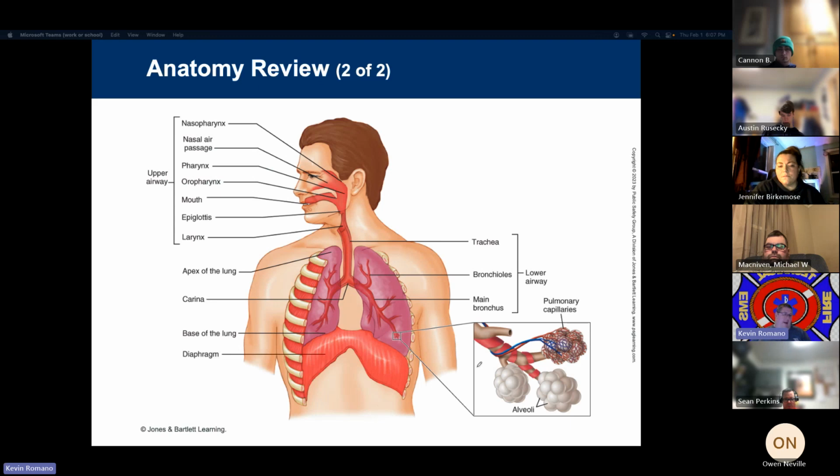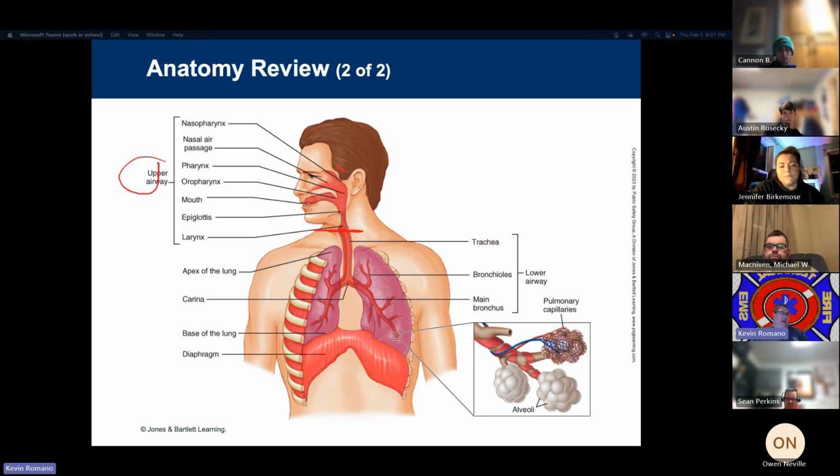So looking at this slide here, right? So we have our upper airway here, nasopharynx, nasal air passages coming through, oropharynx, the mouth, the epiglottis, and the larynx. At that point in time, we go into our lower airway. So this marking right here is where it separates upper versus lower.